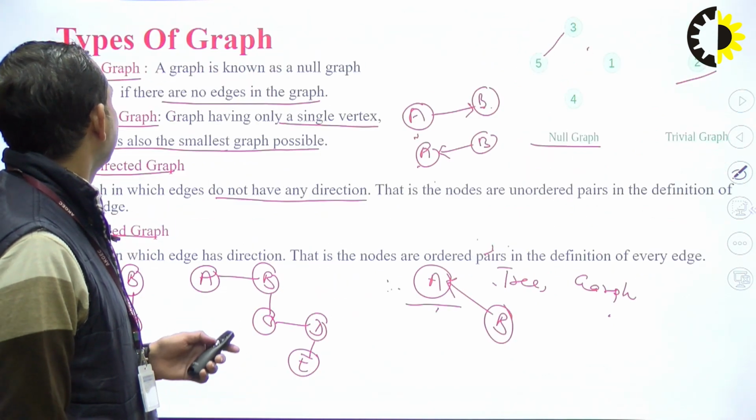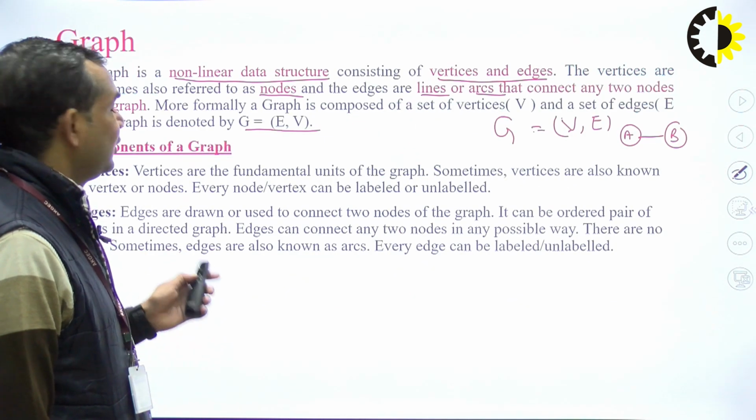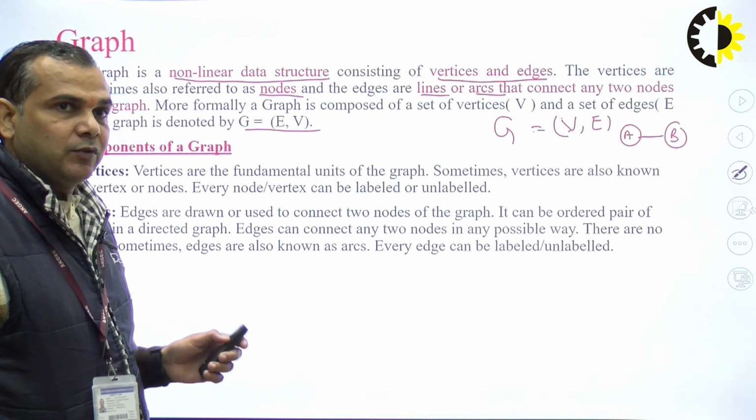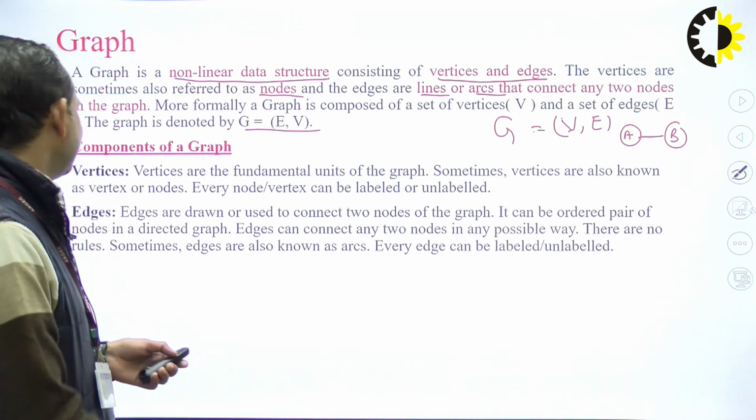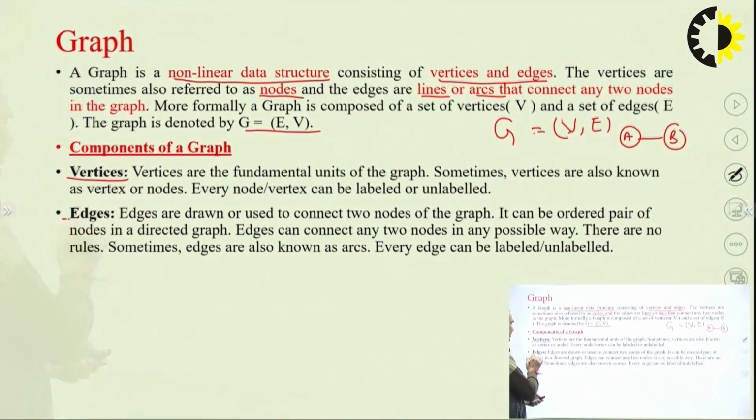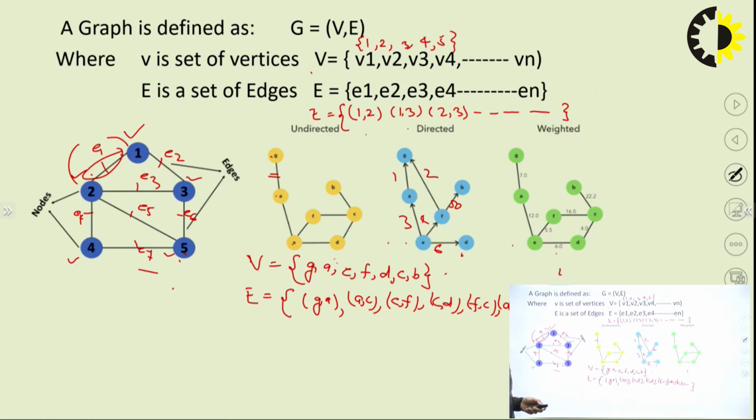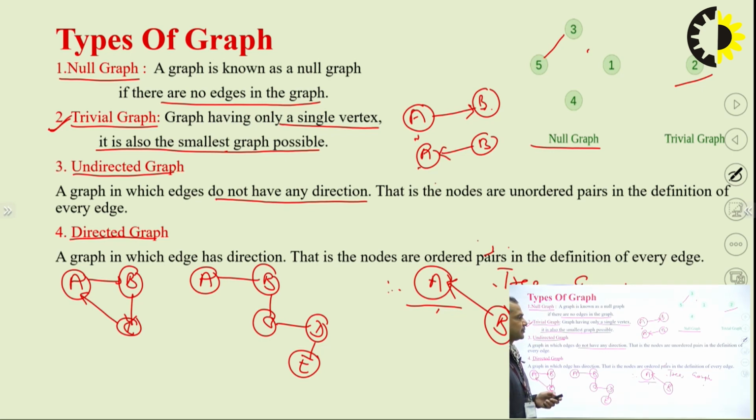What is a graph? Again I am repeating here: firstly we have to define what a graph is and how it will consist. There are two points: the first is the vertex, the second is the edge. Then there are different types of graphs: directed graph, undirected graph, directed weighted graph, undirected weighted graph. These are the various types of graphs.